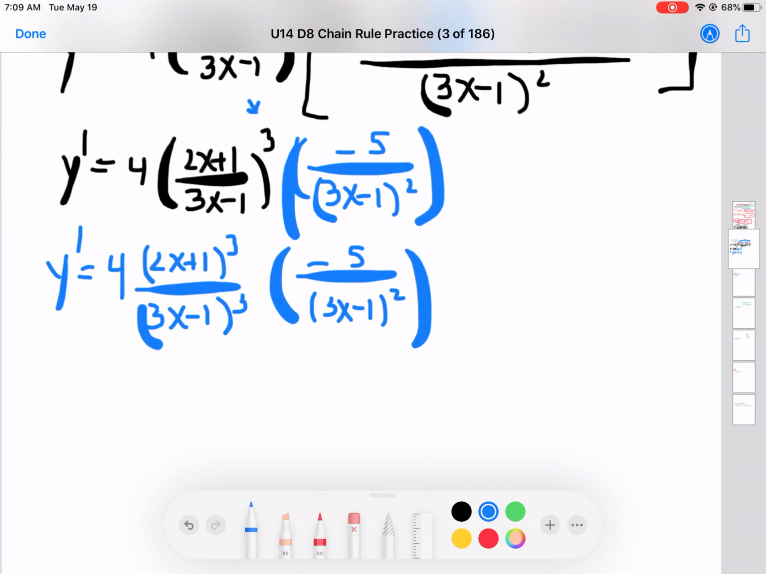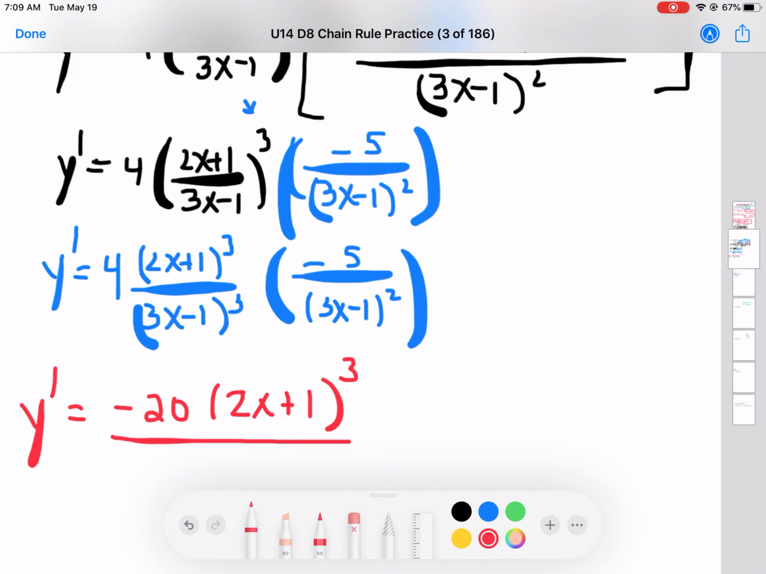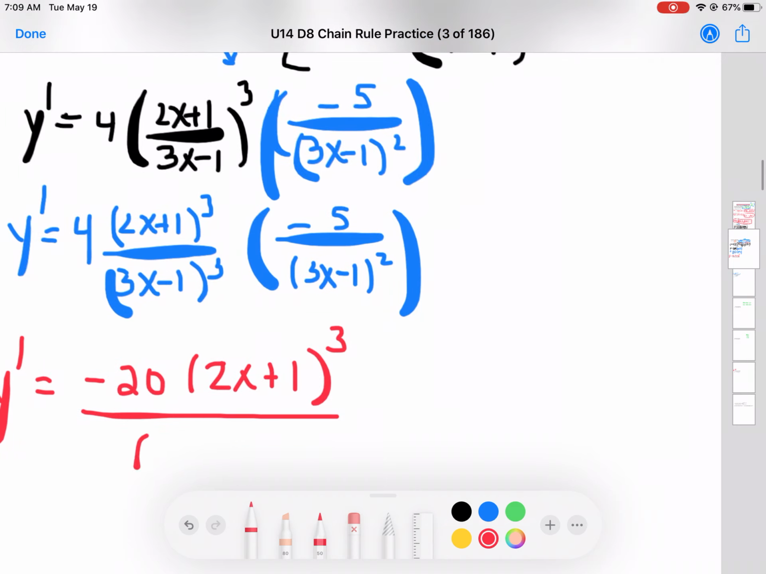The reason that I did that is because now on top I'm going to get negative 20, 2x plus 1 raised to the third. But look what I'm going to get on the bottom. I have a base raised to the third, and then I have the same base raised to the second. So can I just keep that base? And when we multiply, we add the powers.